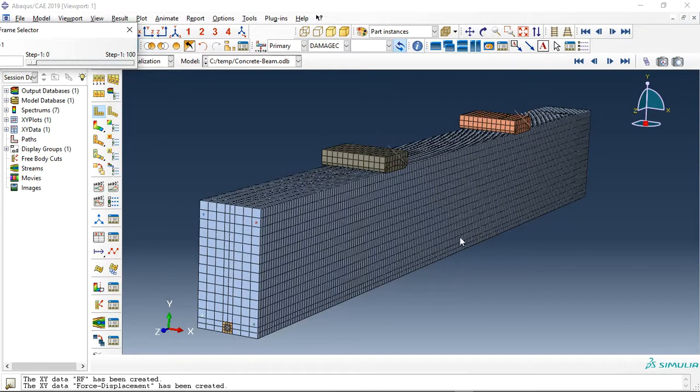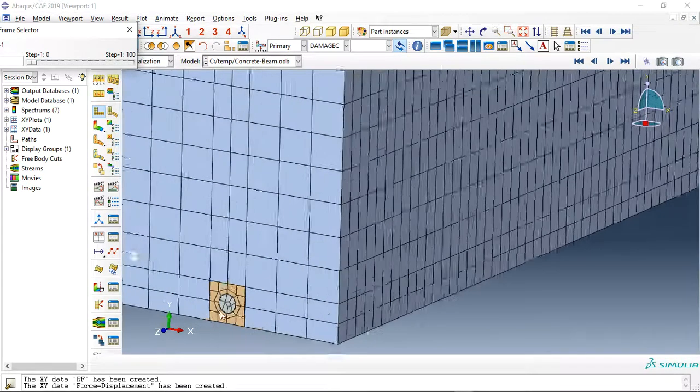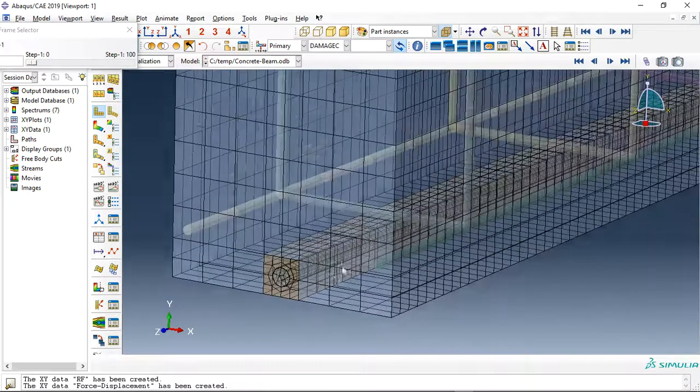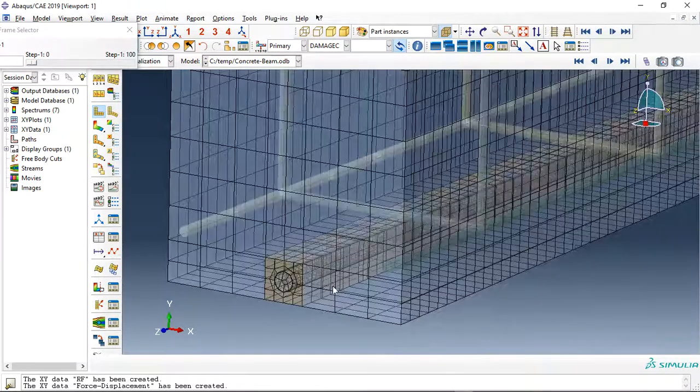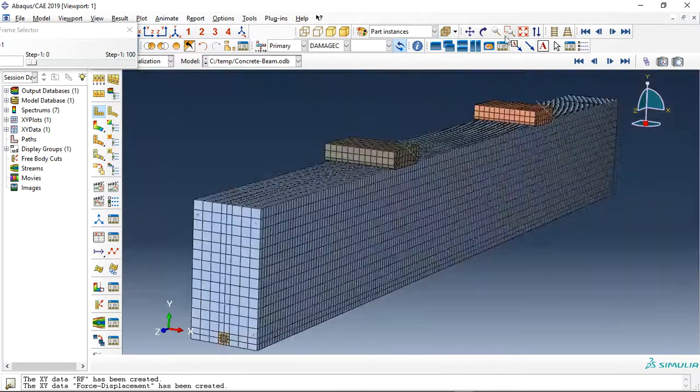Today I did a model of the dynamic bending test over the reinforced concrete beam, also reinforced with epoxy glue and CFRP rod here. Besides the steel reinforcement, we used the CFRP rod with epoxy as an interface or as a cohesive layer.